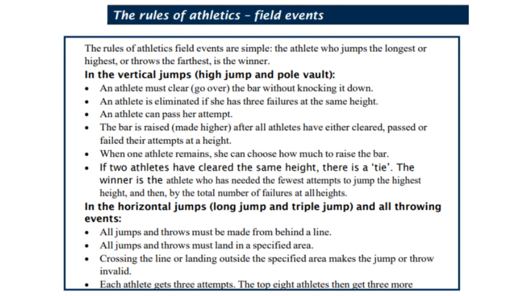In the horizontal jumps, long jump and triple jump, and all throwing events, all jumps and throws must be made from behind a line. All jumps and throws must land in a specified area. Crossing the line or landing outside the specified area makes the jump or throw invalid. Each athlete gets 3 attempts. The top 8 athletes then get 3 more.